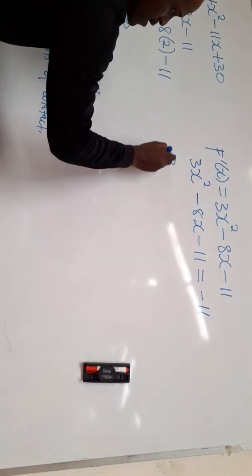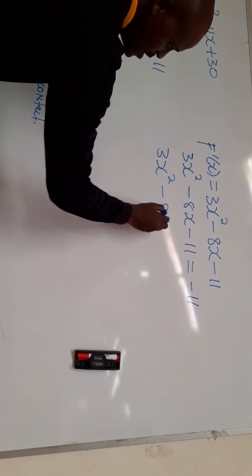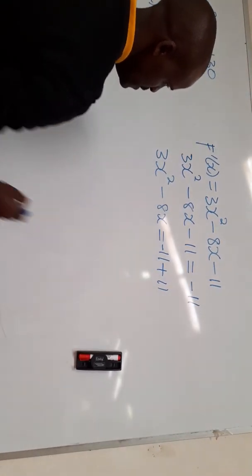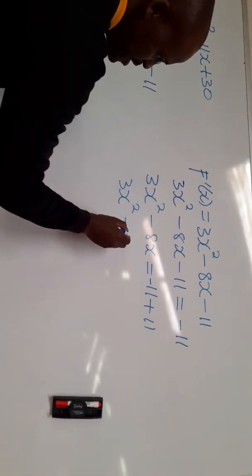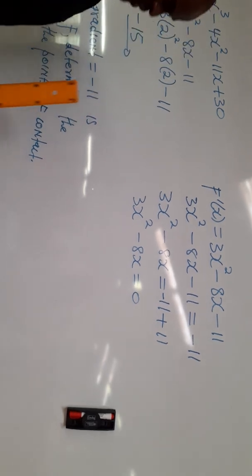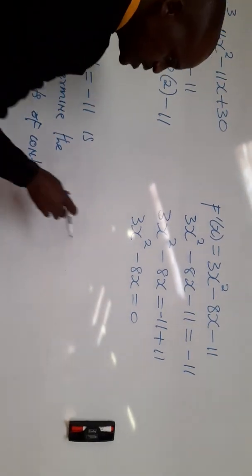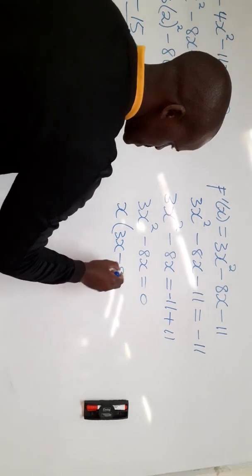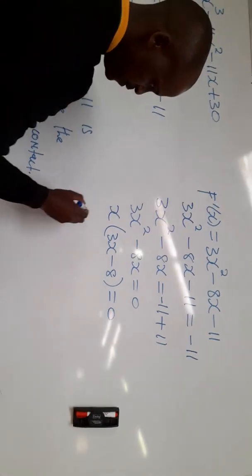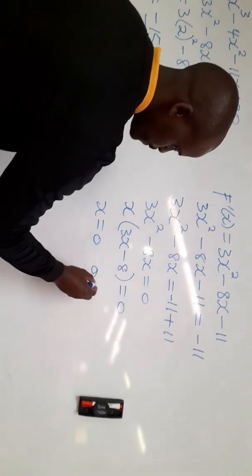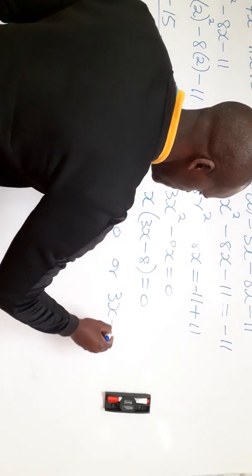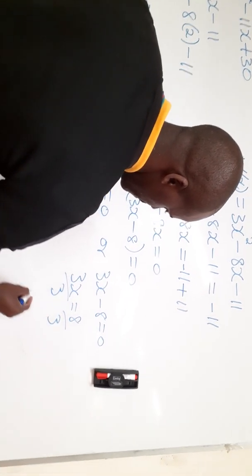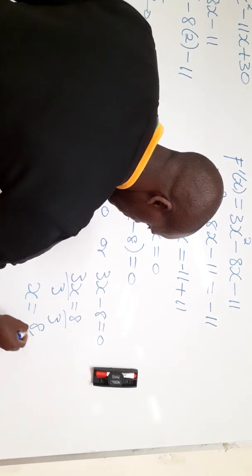So when you transpose that, this is 3x squared minus 8x equals negative 11 plus 11. We are left with 3x squared minus 8x equals 0. And then we are to solve for x. You just take out our common factor, which is x, into 3x minus 8. This is equal to 0. Therefore, x is equal to 0, or 3x minus 8 equals 0. This gives 3x equals 8. We divide by 3, and then x will be equal to 8 over 3.